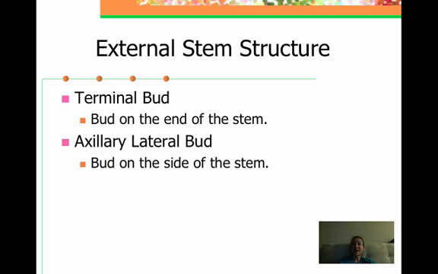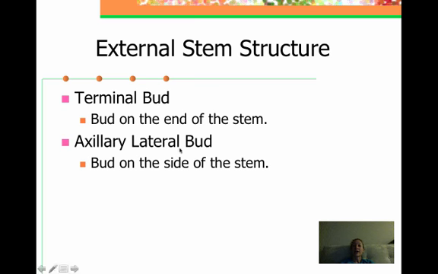Alright, continuing the external part of the stem, and there'll be a diagram coming up in just a few slides to kind of help you visualize this. You have the terminal bud. That's going to be the bud on the very end of your stem. So think about your body as a stem and your head as the terminal bud. Alright, so it's going to be on the very end, at the very top.